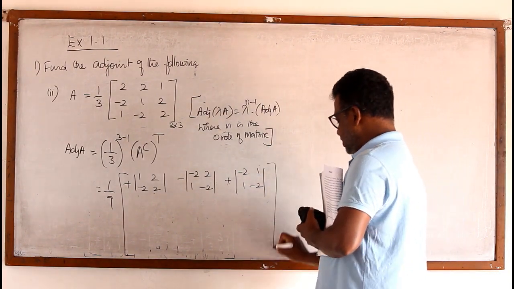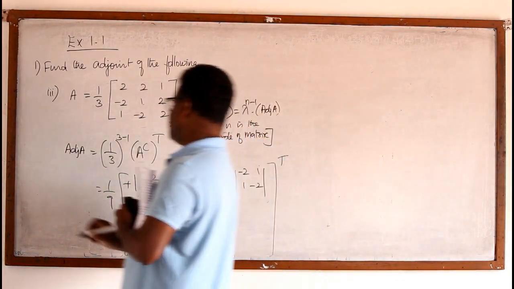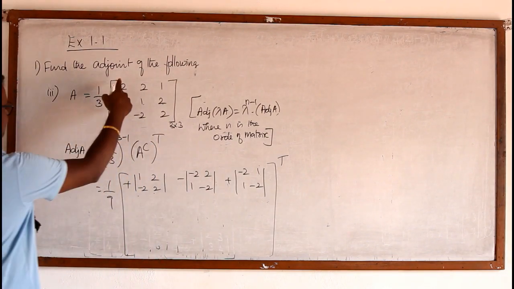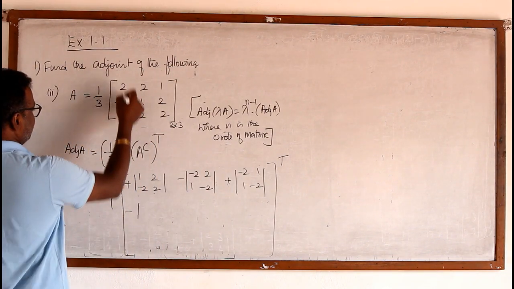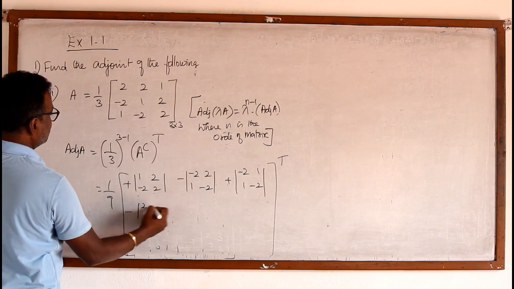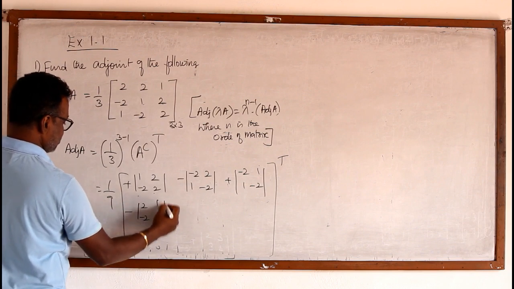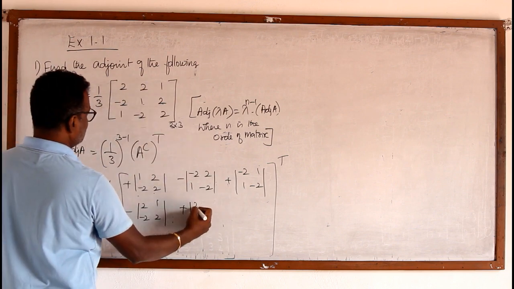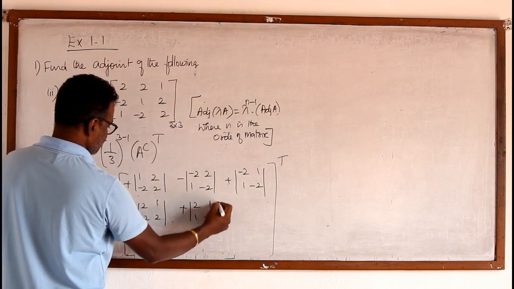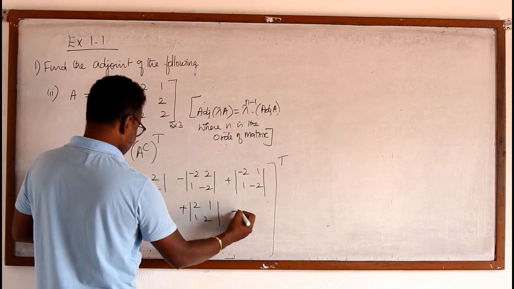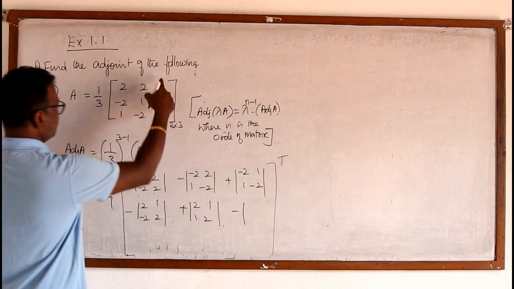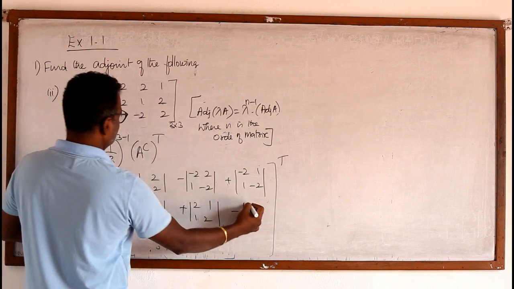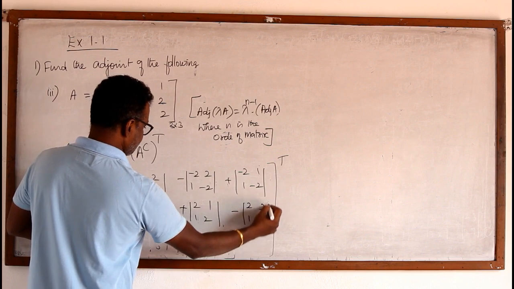So we shall close this. Don't forget to put this transpose. For the second row, it is minus. Omit the row and column, then it is 2 1 minus 2 2. Then the common elements are always 2, 2, 1, 1, 2. Then plus, minus, it is minor. Omit the row and column of 2, 2, 2, 1, minus 2.